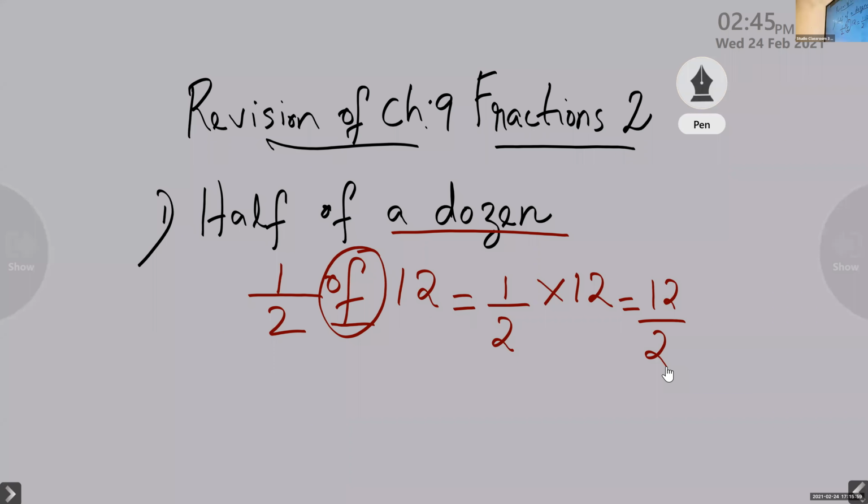Yes, children. Half of a dozen. One dozen is equal to 12. So 1 by 2 times 12. What is half of 12? 6. So children, remember, instead of "of" we will multiply. A dozen means 12 numbers.